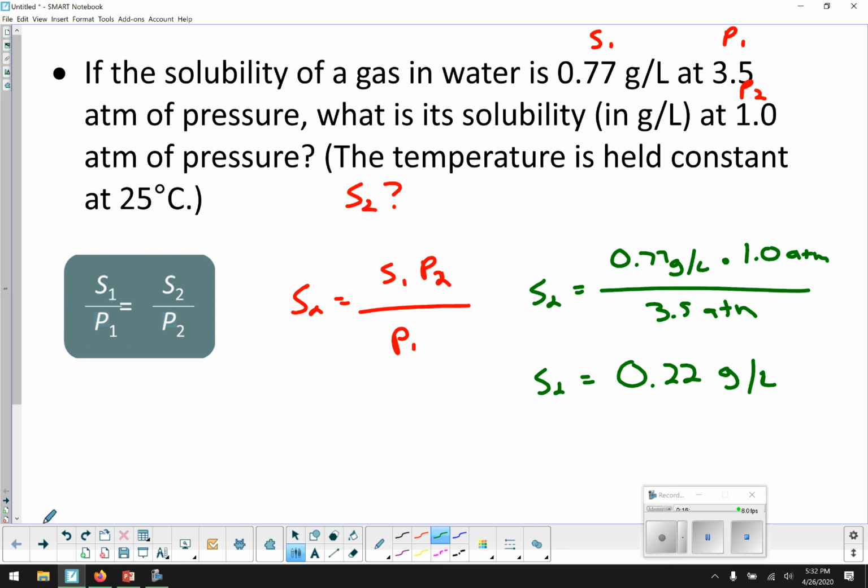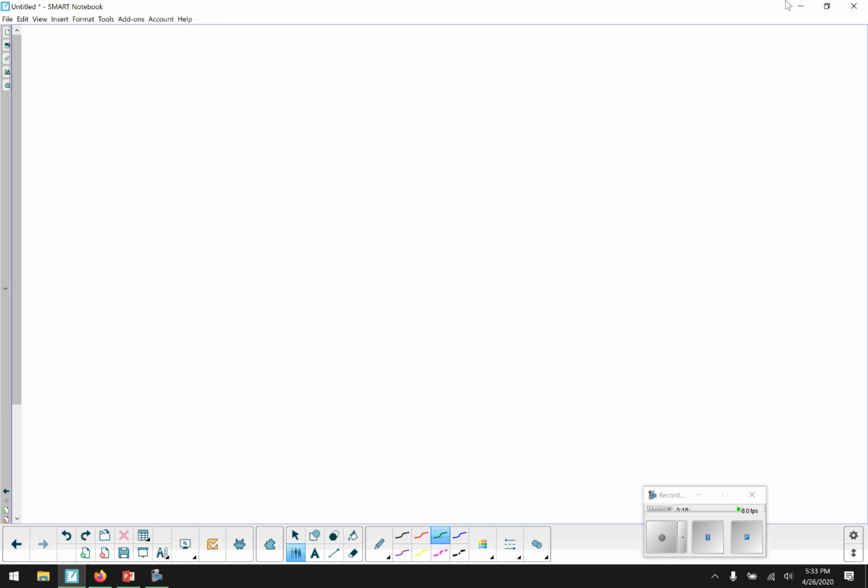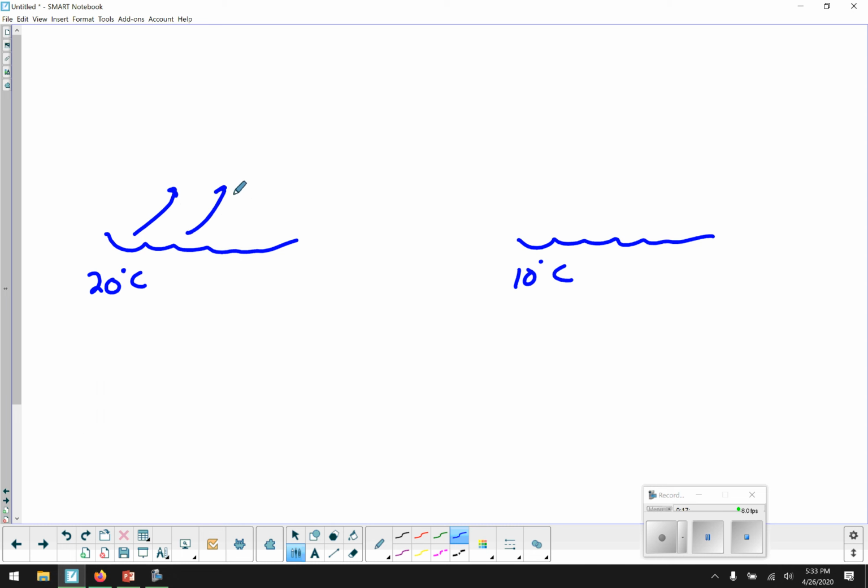One area where this solubility thing is really important is dealing with fish, especially non-tropical fish. It tends to affect temperate water fish a lot more. So remember, if I have water at, let's say, 20 degrees Celsius versus water at 10 degrees Celsius, this water is going to evaporate faster.